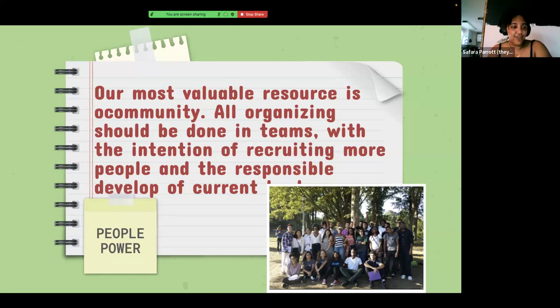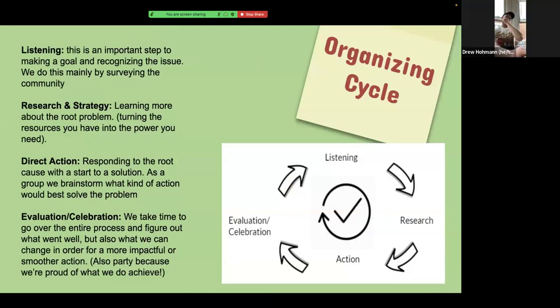And Drew will take it over on this next slide. Awesome. Thank you so much, Sapar. That's such a great 360 view of what organizing is. So I appreciate that. In organizing, we have something called an organizing cycle. We call it a cycle because we are constantly doing all parts of this over and over again, in succession with each other.